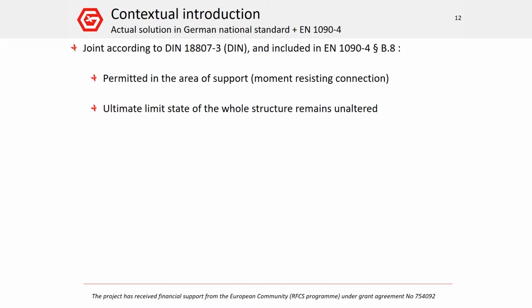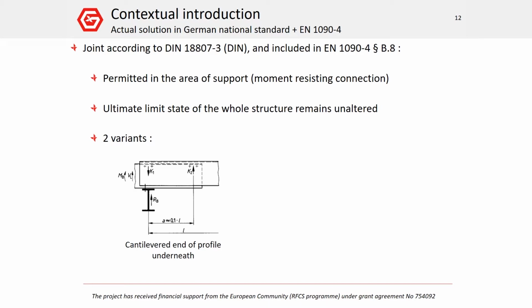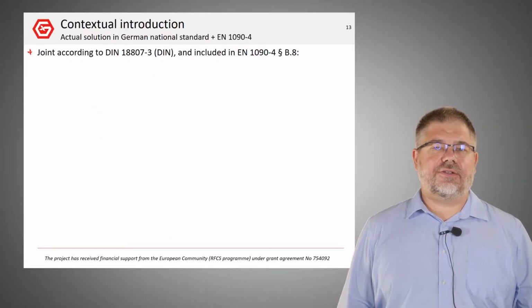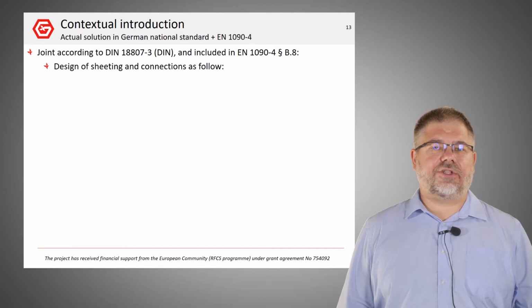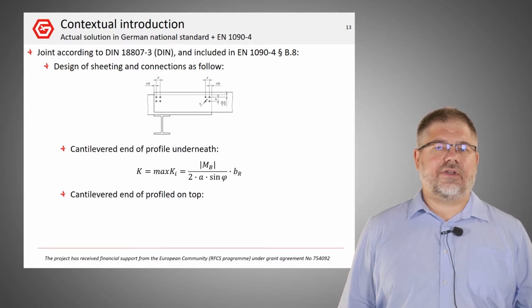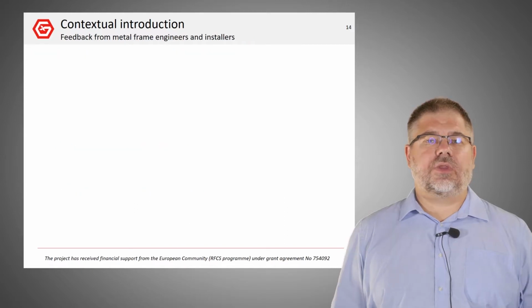It consists of creating a continuity on a support with a moment-resisting connection, the ultimate limit state of the whole structure remaining unaltered. This type of joint presents two configurations, a cantilevered end of profile underneath or on top. Recommendations are provided both for the implementation of connection fasteners and for checking the strength of the assembly by calculating a connection parameter K depending on A, the overlap length.